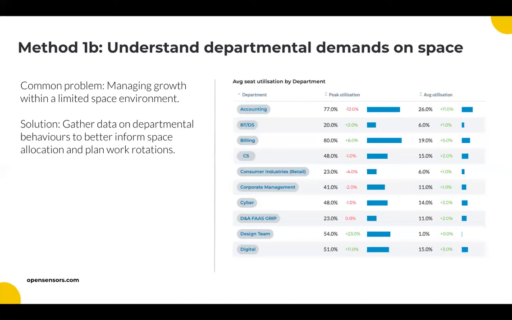But if you can go into these conversations saying, this is what's been happening over the last 4 months, this department's growing at X rate, this department's stagnating, and they have X amount of extra desks we need, it leads to a far more productive conversation around how that space is being used. So that's two of the ways that we can look at space.